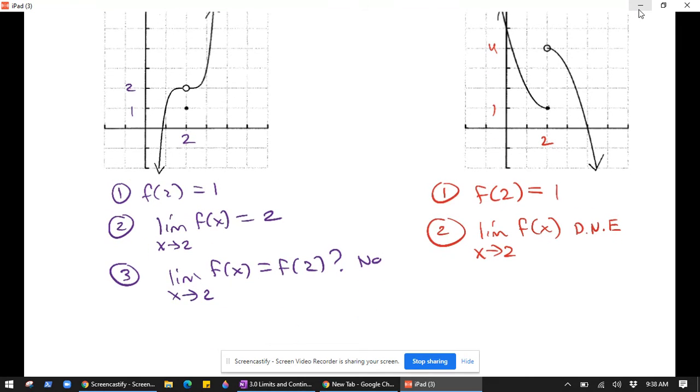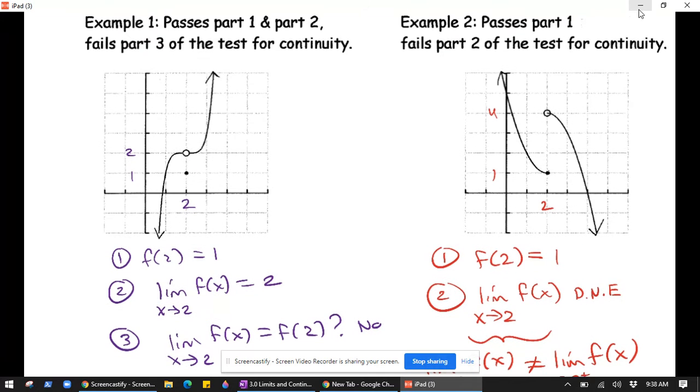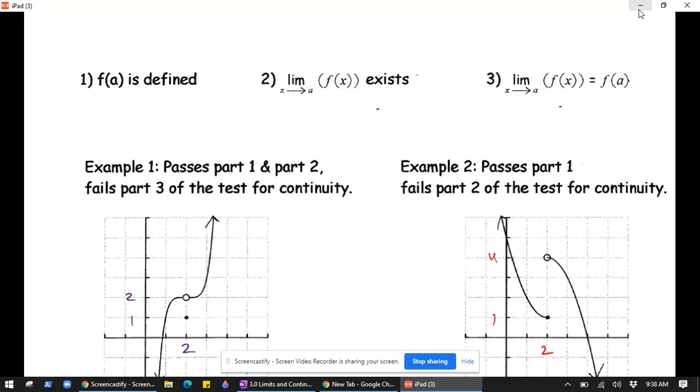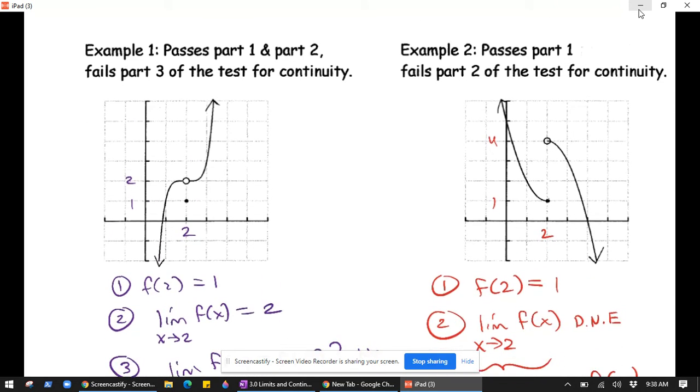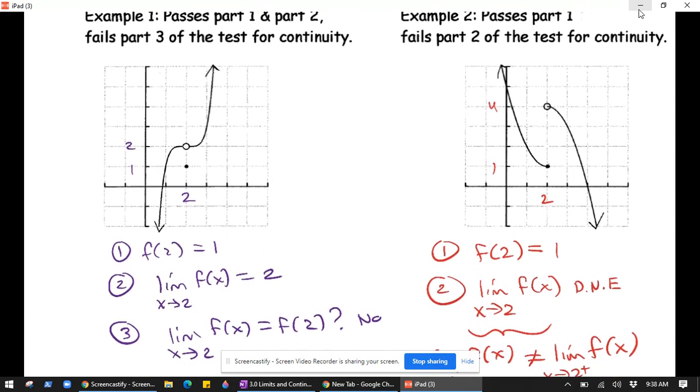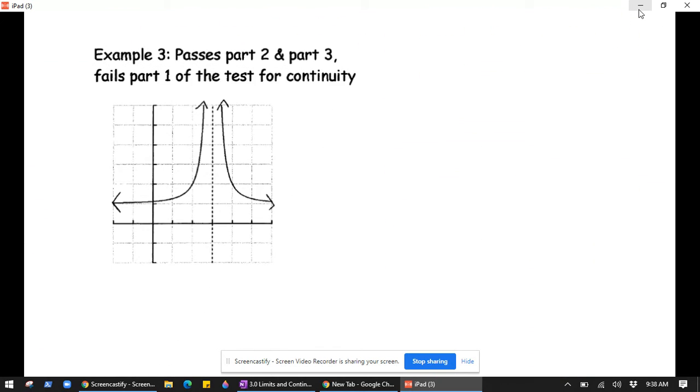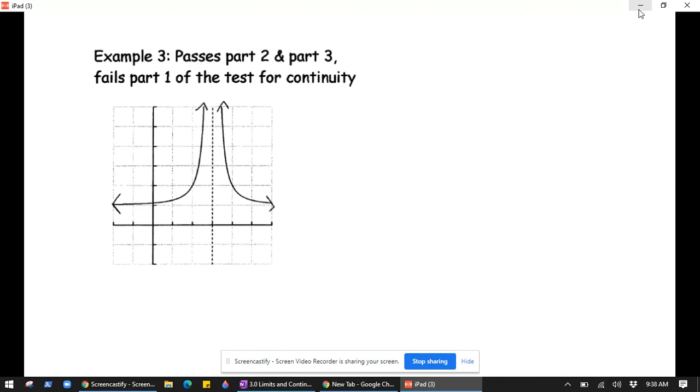The reason that doesn't exist is because the limit as x goes to 2 from the left does not equal the limit as x goes to 2 from the right. So that's another way. We can see that's called a jump discontinuity. But again, using our definition, we can see that it's catching all the ways that a function could be discontinuous at a point.